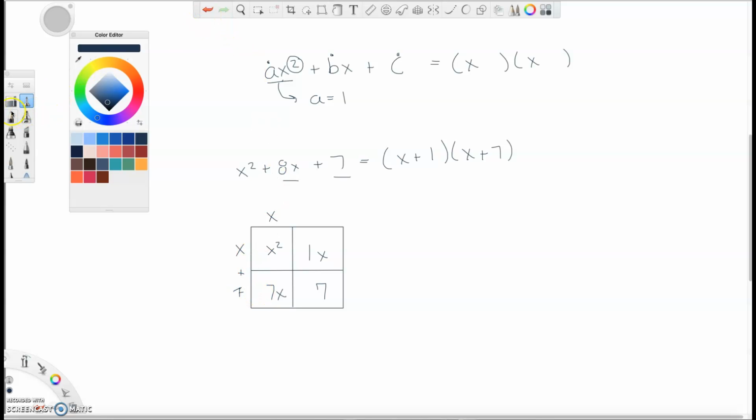Go ahead and erase that. So this should be x plus 7, and this should be x plus 1. All right, we can check our work by saying, okay, x times x should give me x squared, x times 1 should give me 1x, 7 times x should give me 7x, and 7 times 1 should give me 7. All right, so we factored it out, and these are our factors, x plus 1 and x plus 7.